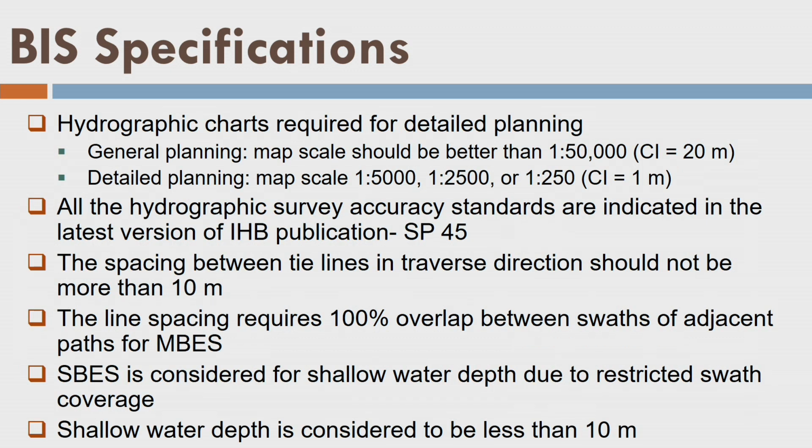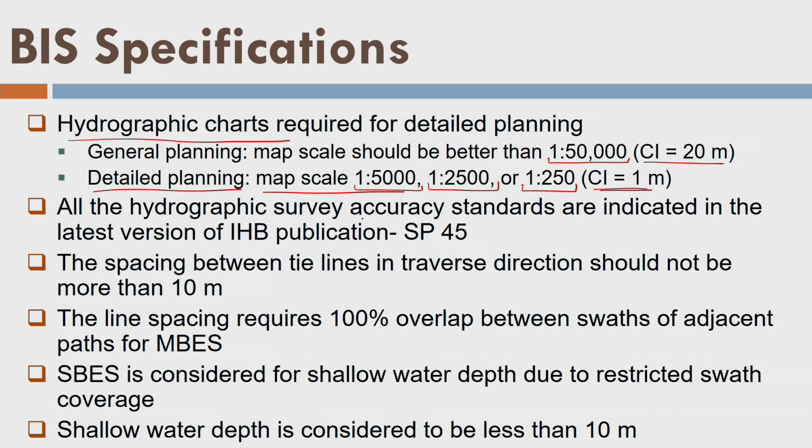Now, we should also prepare the hydrographic charts. For general planning, we should have a map of 1:50,000 with a contour interval of 20 meters. For detailed planning, we should have a map scale of 1:5,000 or 1:2,500 or 1:250 also, a very high level map, with a very fine contour interval of 1 meter. Fine.